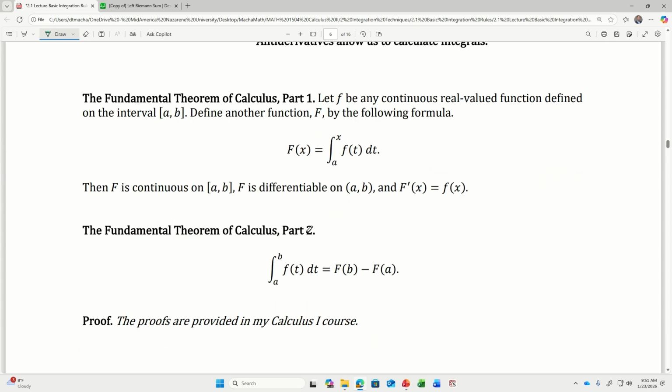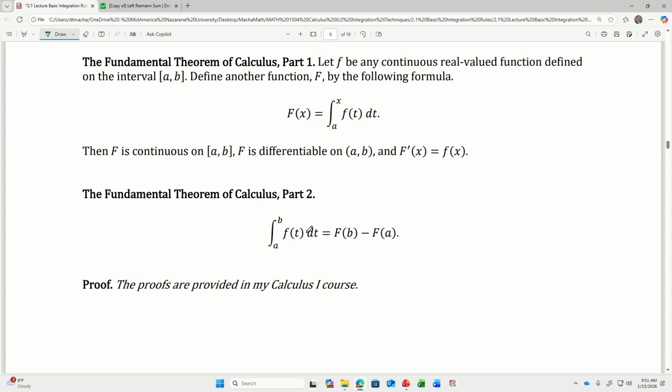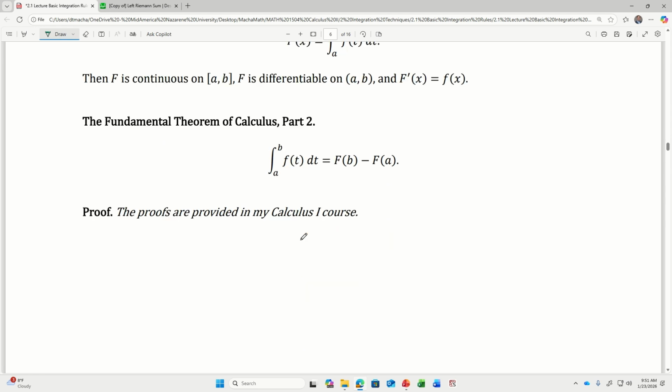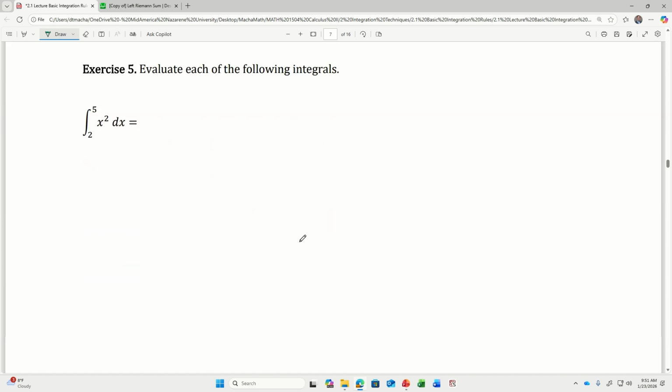I'm not going to give you a proof today because, in the interest of time, I'm going to include that proof in my Calculus 1 class instead of Calculus 2. So if you're interested, you can go back on my Calculus 1 page and see that.